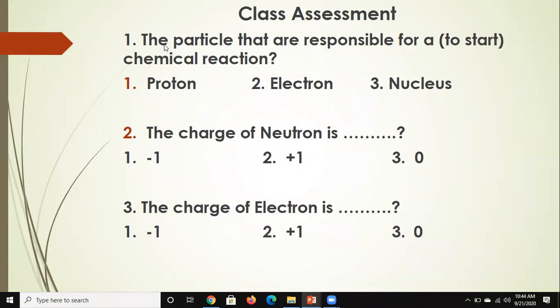The particle that is responsible for starting a chemical reaction is definitely the electron. Okay, the charge of neutron is, what about minus? No, zero. The charge of neutron is zero, right? The charge of electron is, what is the charge of electron? Definitely it is minus one. Okay. Now I will come to your questions.